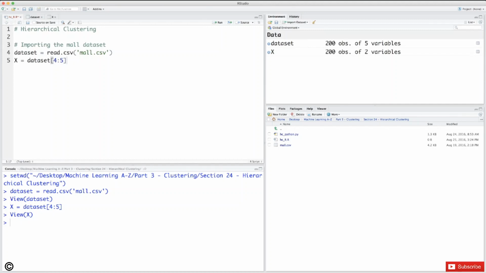And here are our hierarchical clustering results obtained in R. So let's have a closer look at these clusters and understand what they are. Our first cluster is cluster 1, which is the blue cluster right here, and it contains the customers that have high income and high spending score.